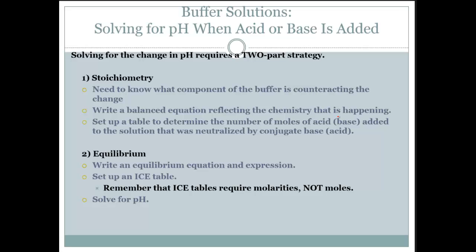So for the stoichiometry part, you need to know which component of the buffer is counteracting the change. Write a balanced equation reflecting the chemistry of what is happening. Set up a table to determine the number of moles of the acid, or the base, added to the solution to neutralize the conjugate acid, or the conjugate base. And then you do the equilibrium.